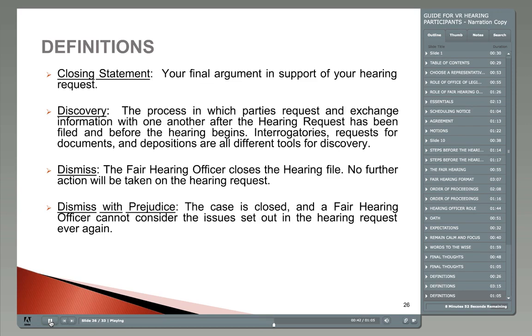Dismiss. A fair hearing officer closes the hearing file. No further action will be taken on the hearing request. Different kinds of dismissals. There's dismiss with prejudice. That means the case is closed. The fair hearing officer cannot consider the issue set out in the hearing request ever again. That's where the with prejudice comes in, right? So that hearing issue can never be brought up again. That's a dismissal with prejudice.